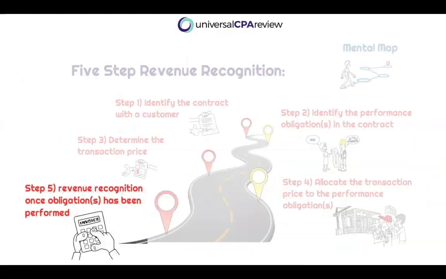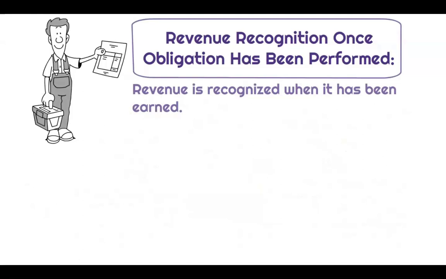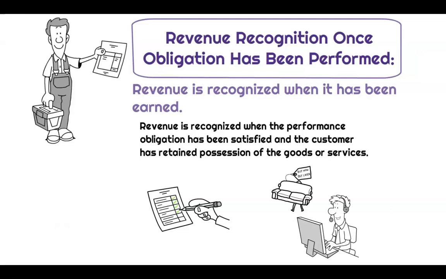Okay, and finally, digging into step 5, which is the ultimate revenue recognition. And this is going to be recognized once the obligation has been performed, right? We're talking about accrual accounting. Revenue is going to be recognized when earned. In other words, revenue will be recognized once the obligation has been satisfied and the customer has retained possession of the goods or services. If this is a prepaid amount, the obligation hasn't been performed yet, it's going to be performed at a later date, we're now going to have to recognize unearned revenue. And the revenue portion will be recognized once it has been earned, in which event the liability would be reversed and the revenue would be recognized.